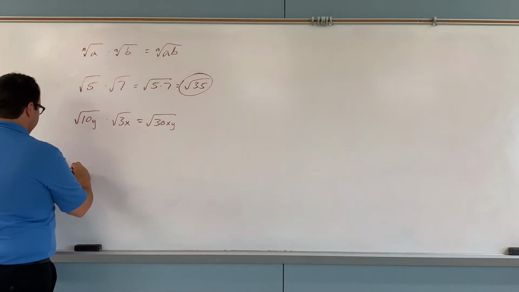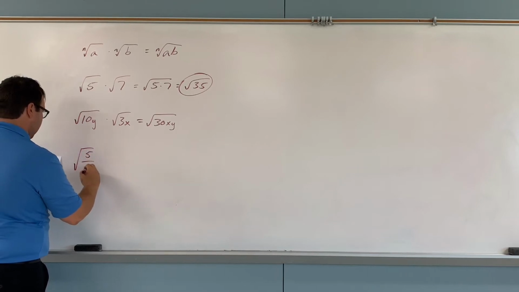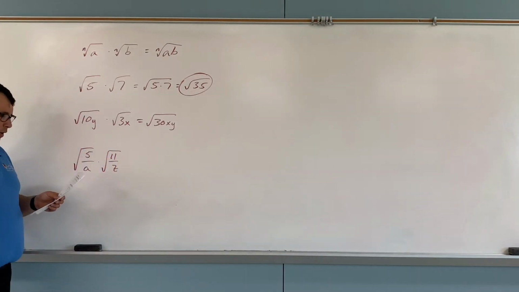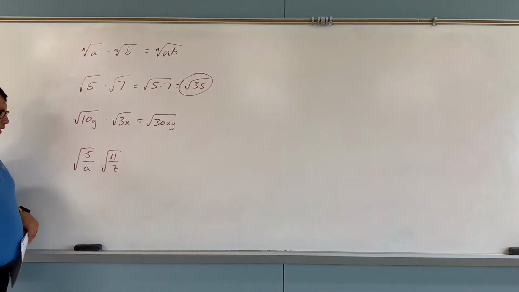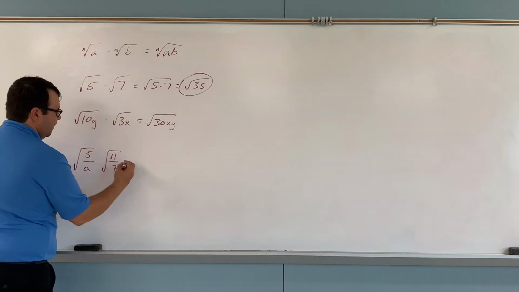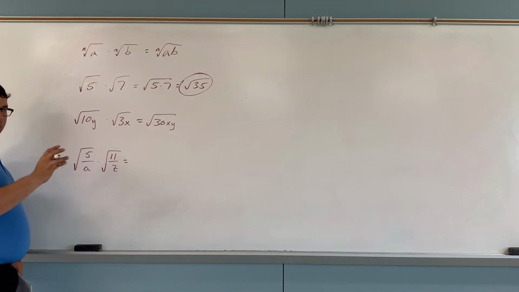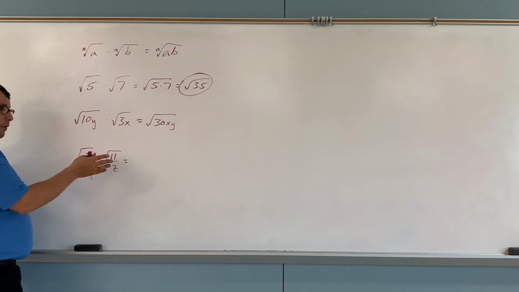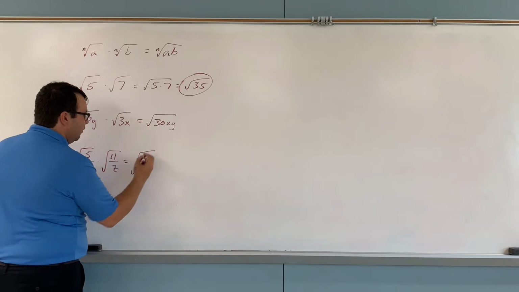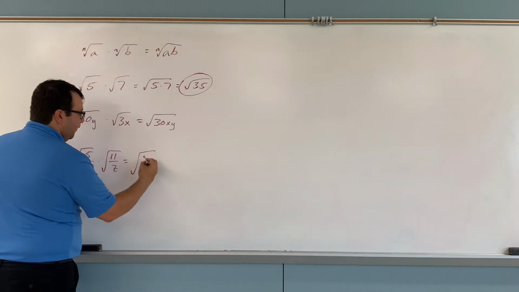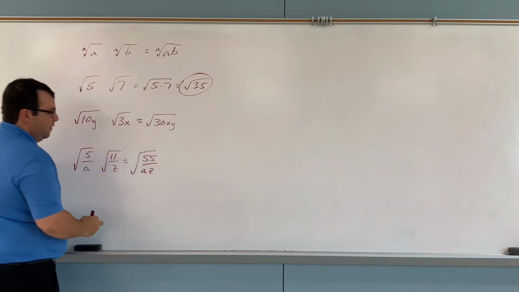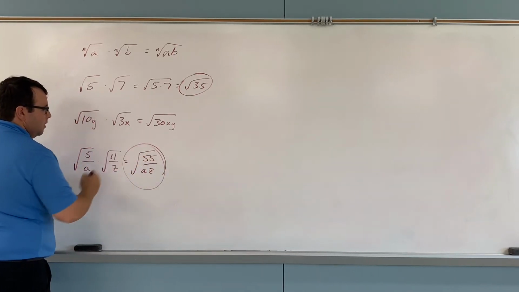What if it's a fraction? Something like this, for example, where I have the square root of 5 over a times the square root of 11 over z. Well, just like you would multiply fractions, you go straight across. You already have the same root index, so that's perfect. You can combine these into a single square root. 5 times 11 is 55. A times z is az. And there you are.